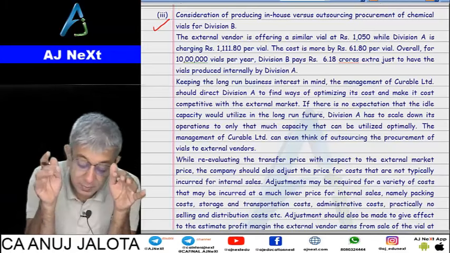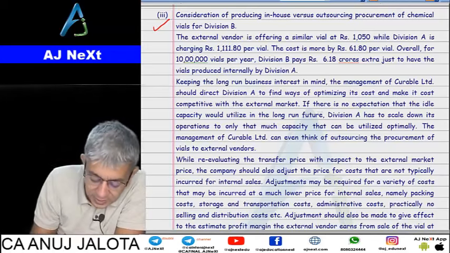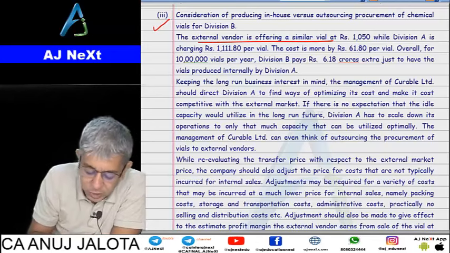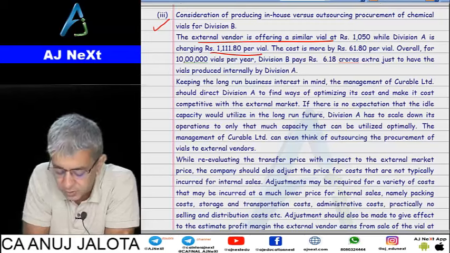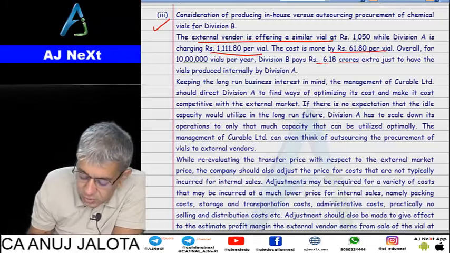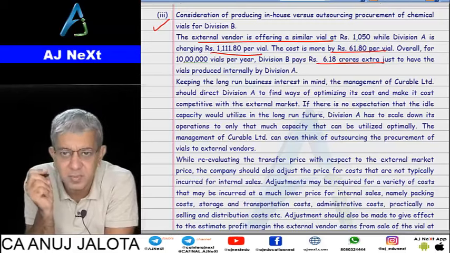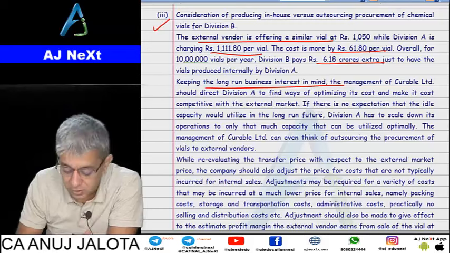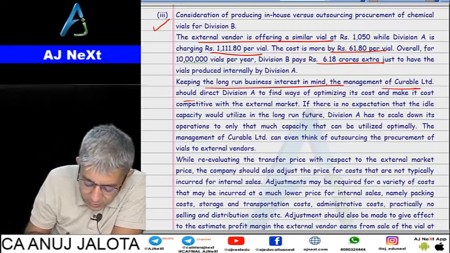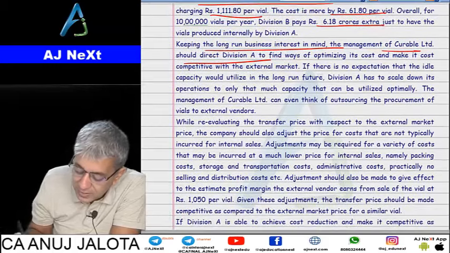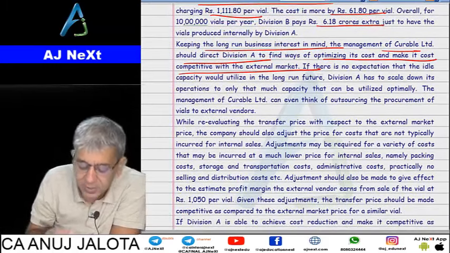The further things I'm reading from here, listen. The external vendor is offering a similar vial at 1050. Division A is going to be charging this one for it. So therefore, this costs 61.80. That comes to 618 lakh rupees, the same number that we also computed. Keeping the long run business interest in mind, the management of Curable Limited should direct Division A to find out the ways of optimizing its cost and making it competitive with the external market.